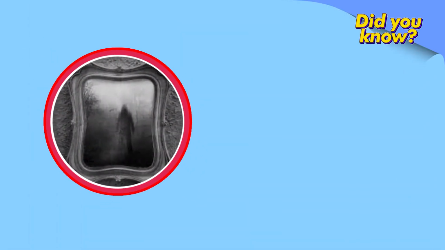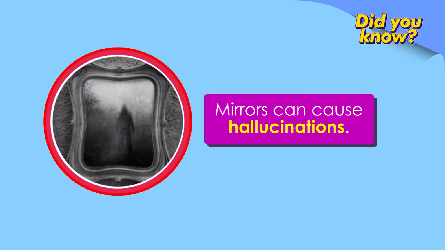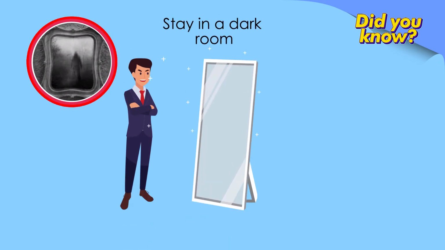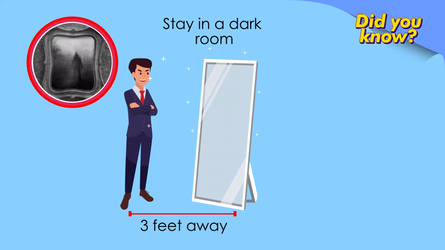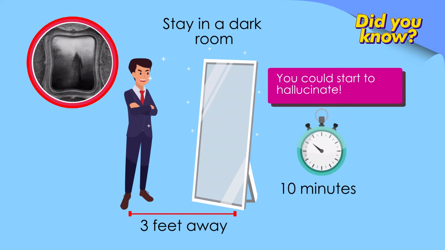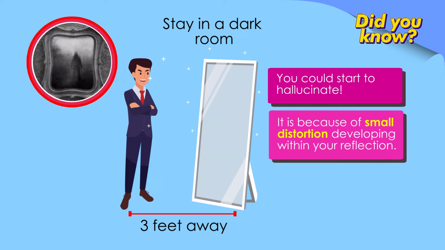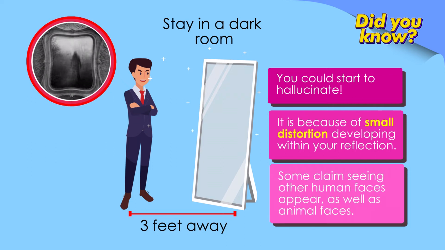A creepy fact about mirrors is that research has found that mirrors can cause hallucinations. Many people have declared that if you sit in a darkened room about 3 feet away from a mirror and stare at your reflection for about 10 minutes, you could start to hallucinate. This is caused from the small distortion developing within your reflection. Other people have declared seeing other human faces appear, as well as animal faces.